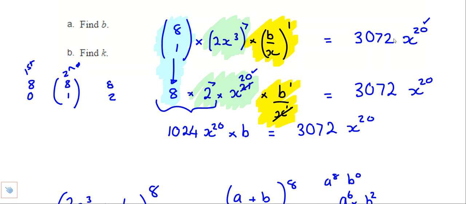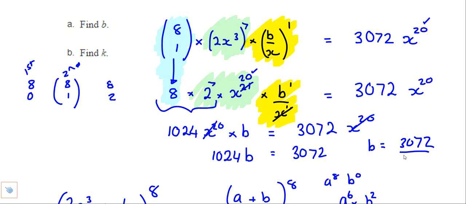So what can I do at this stage? Find b. Cancel out the x's. So I can cancel out the x to the power of 20 because it's on both sides. Now I know that 1024b equals 3072. Divide by the 1024. So b is 3072 divided by 1024, and what do I get? 3.